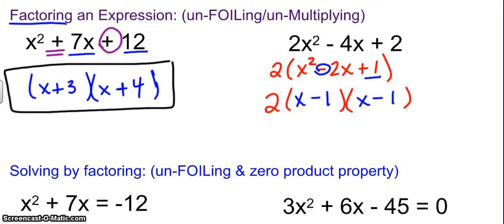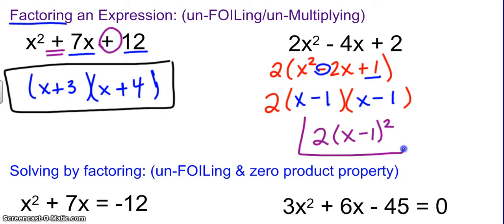This one has one last step, because x minus 1 times itself could be written as x minus 1 squared. Okay. Again, you're not solving, so you don't have to set it equal to 0 and use your zero product property. You stop there because all it's asking you to do is factor.